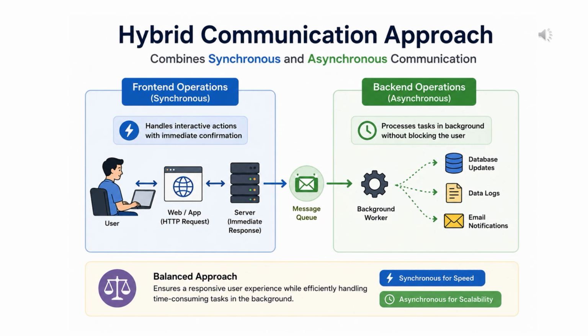In real-world software development, applications rarely rely on only one communication model. Instead, they combine both synchronous and asynchronous communication. This approach is called a hybrid communication architecture. Whenever the user needs an immediate response, the application uses synchronous communication. For tasks that can be completed later, the application uses asynchronous communication. This combination provides both responsiveness and high performance. Today, almost every large software platform follows this hybrid approach.